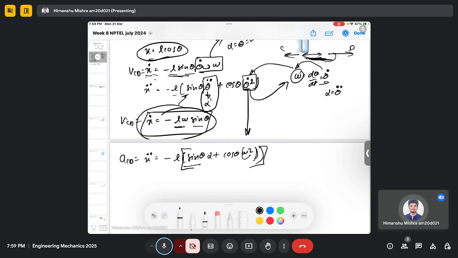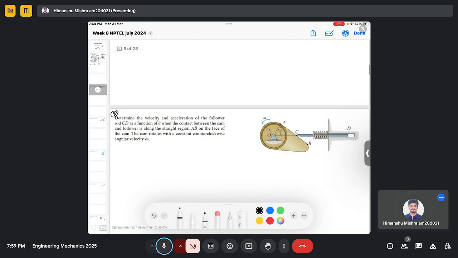We can solve a similar problem here. Determine the velocity and acceleration of the follower rod CD as a function of theta when the contact between the cam and the follower is along the straight region AB on the face of the cam, and the cam rotates with a constant counterclockwise angular velocity omega. So it's a similar problem. We need to determine the motion of CD, the velocity and acceleration of CD.